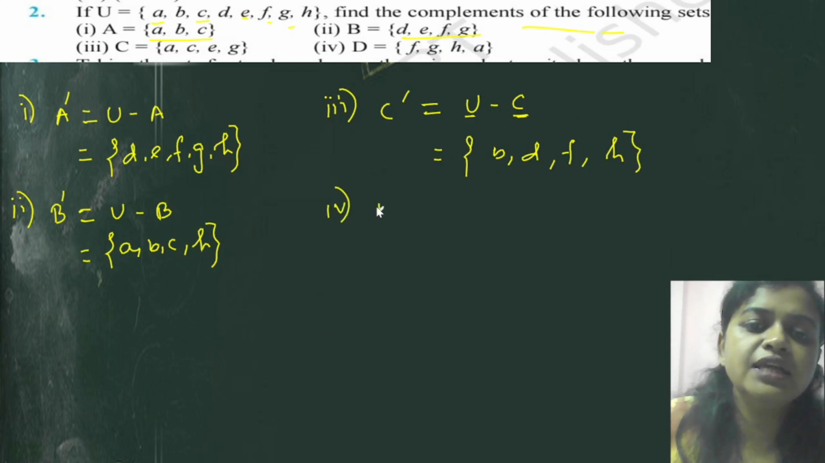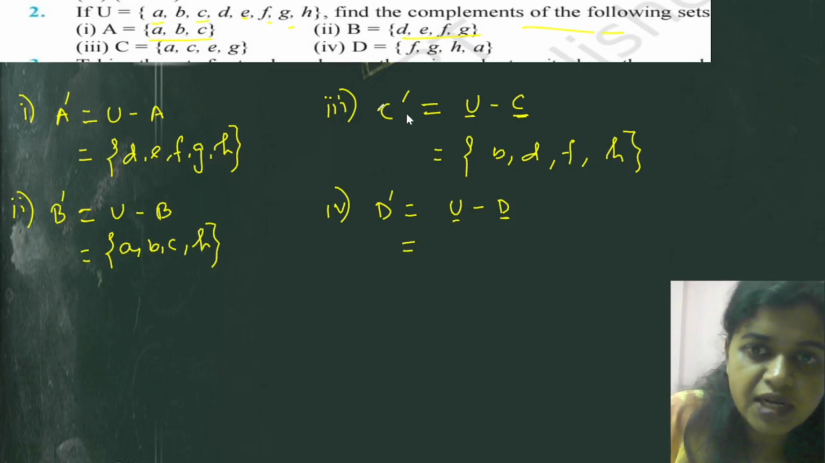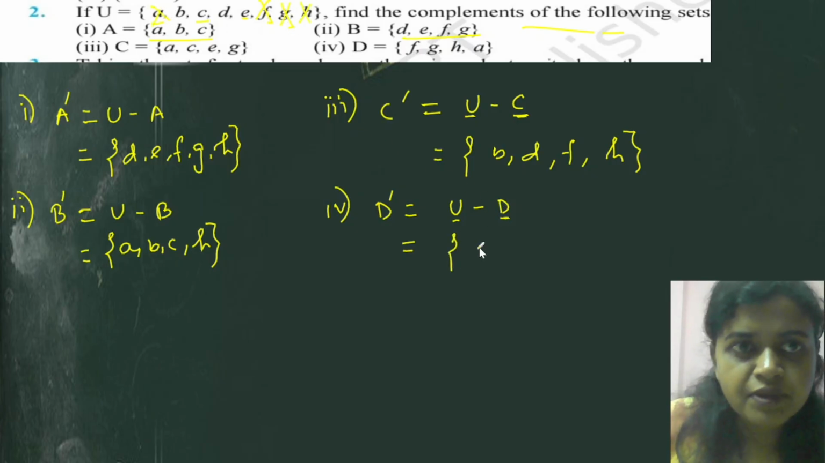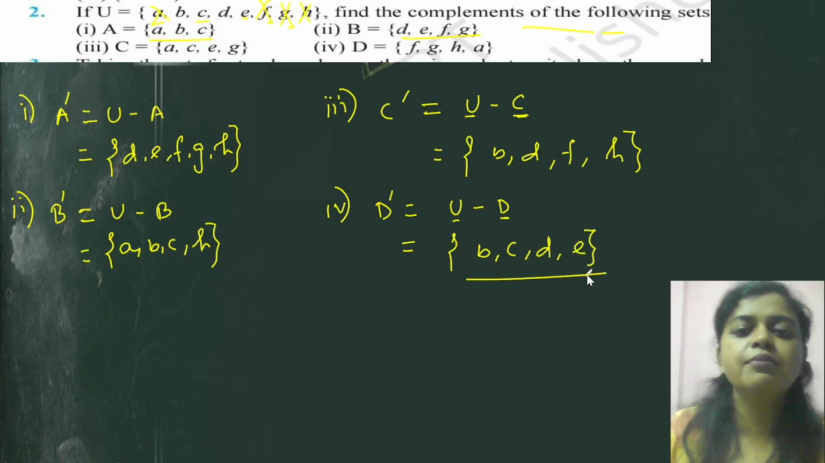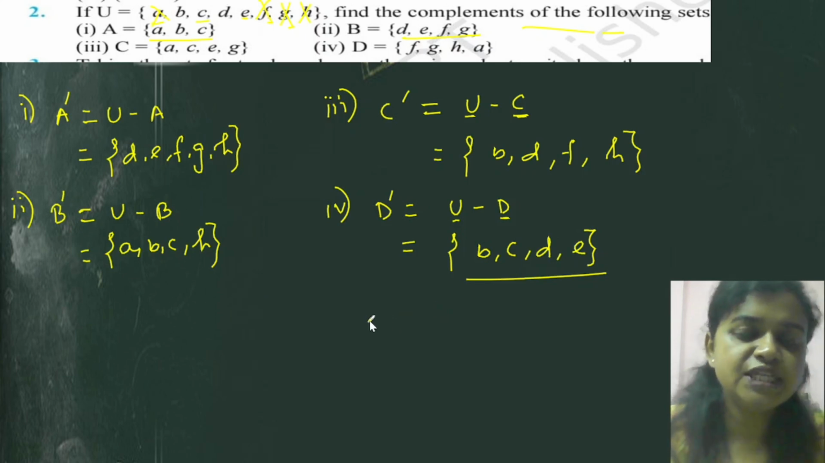Now 4, D complement. So U minus D means we have to subtract the elements of D from U. The elements of U are this one and D are this. F, G, H means F should be cut, G should be removed, H should be removed and A should be removed. Means we will get B, C, D, E. So these are the elements of D complement. In this way you can find out the complement of any set.